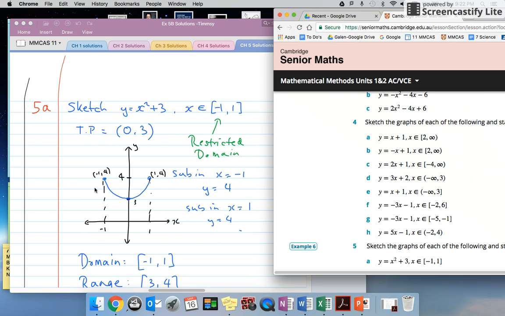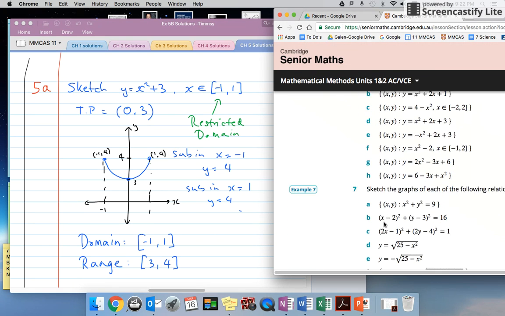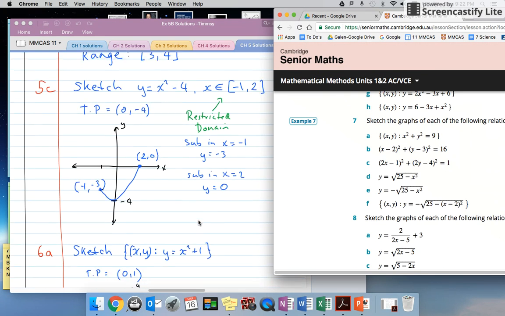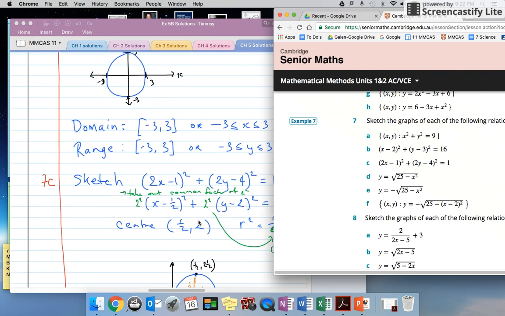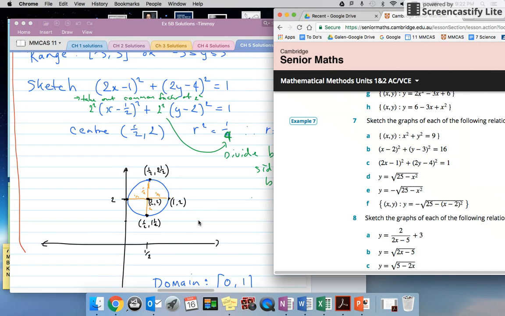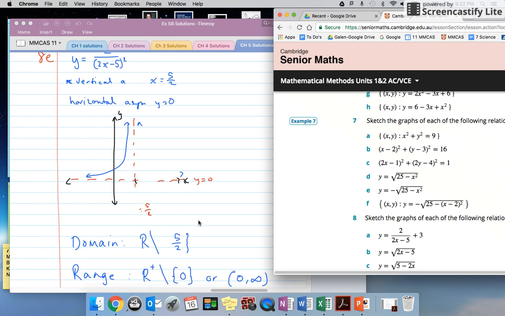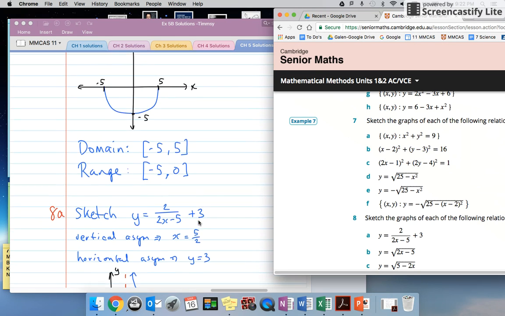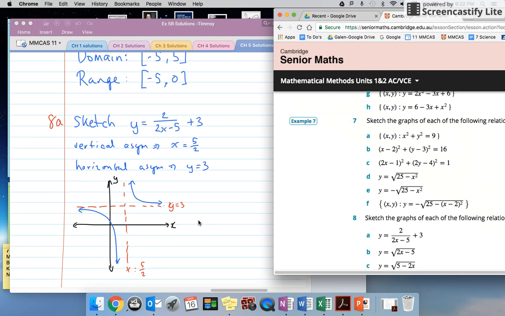So we've got another parabola, once again restricted domain. It's easy. We need to find our turning point, put those in, and we get our domain and range. Probably don't need to go down to some trickier ones over here. Circles. Where's our? Here we go. This is what I want. So half circles, that should be straightforward.